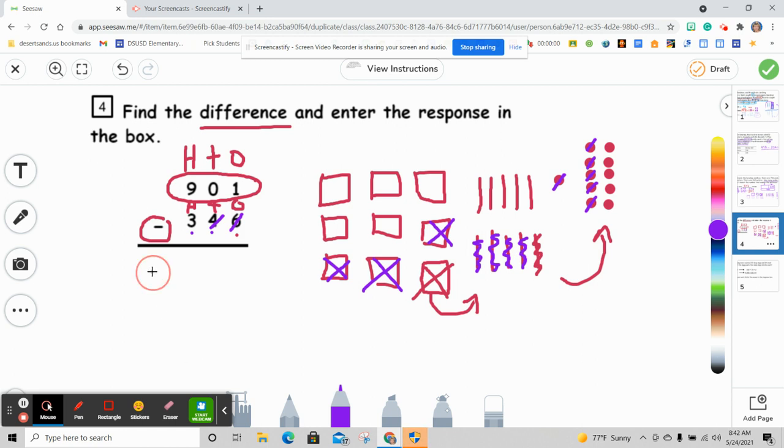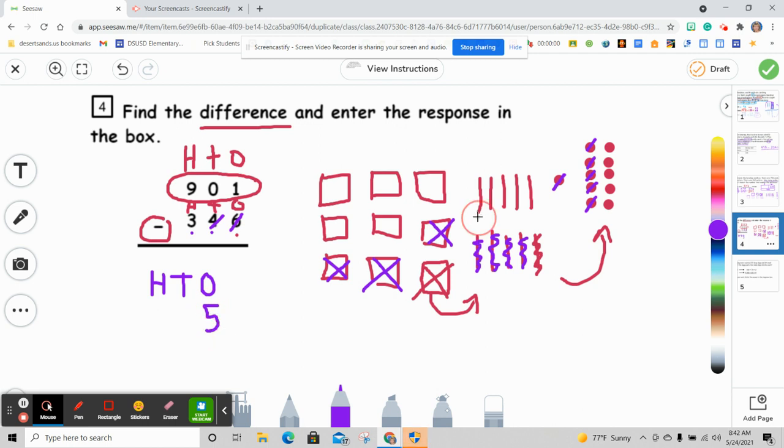So now I'm going to write HTO because it keeps me organized. And I'm going to look at my ones place. I have 1, 2, 3, 4, 5 ones. So I'm going to put 5 ones.